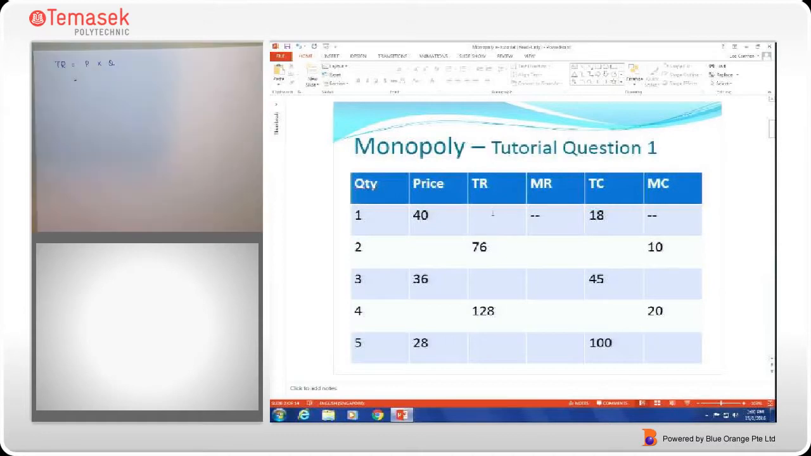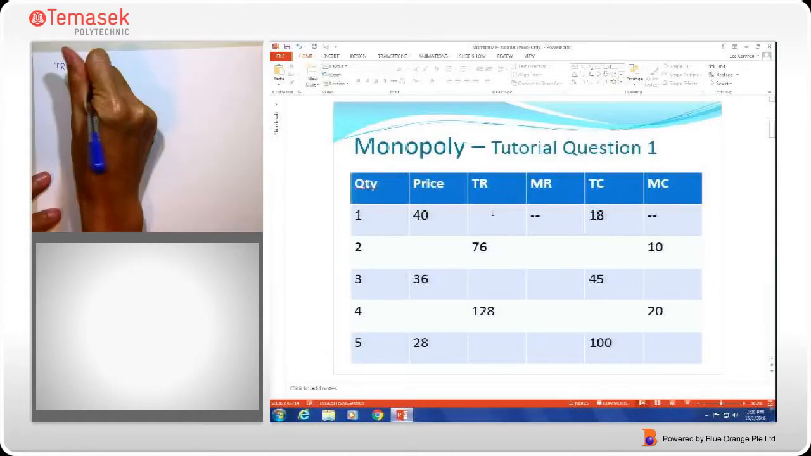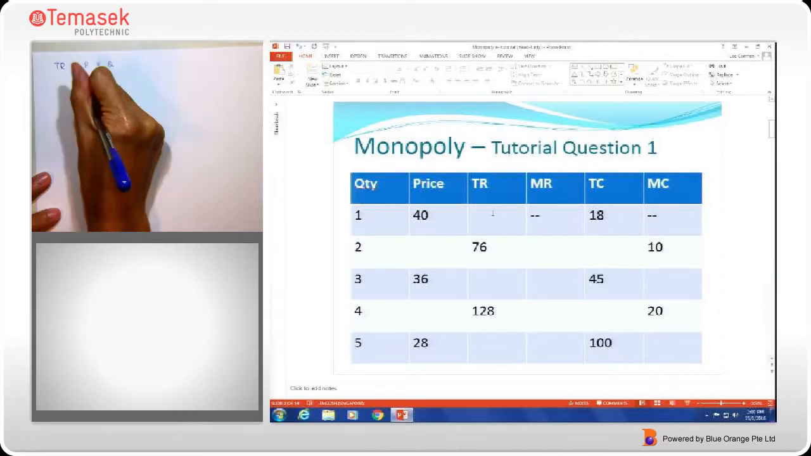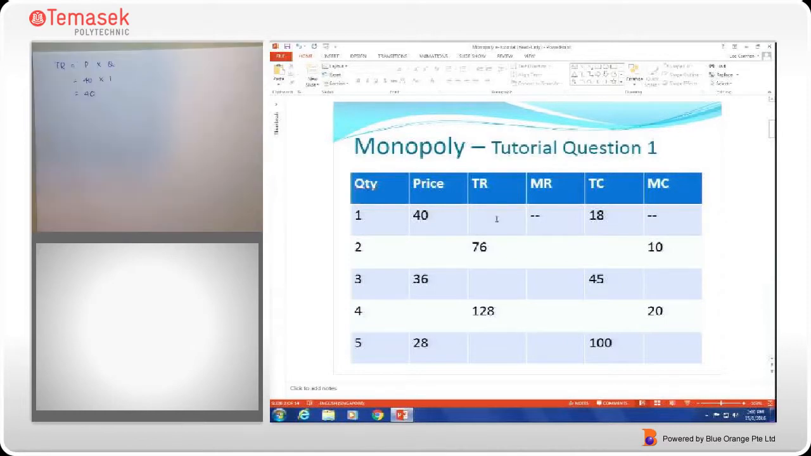And so we have the value of price, which is 40, times quantity, which is 1. So we know that total revenue is 40. So let's fill that in here in our table. Now at quantity 2, you are being asked to find the price. You're given total revenue as well as quantity. So we can simply use our total revenue, 76, divided by 2 in order to get price, which in this case is 38.